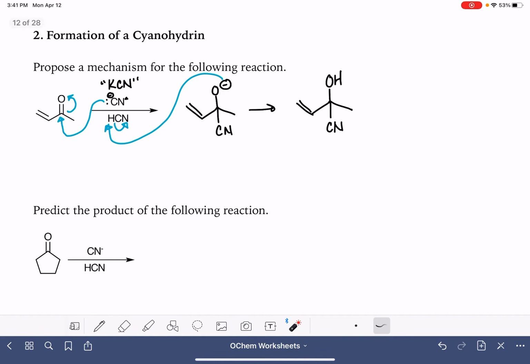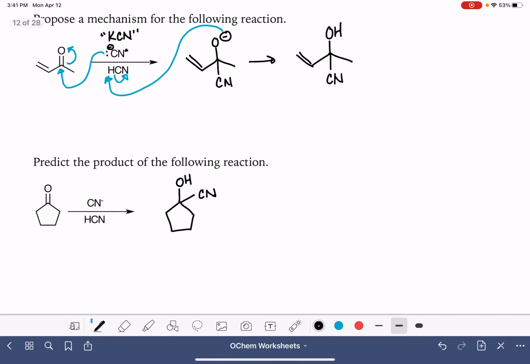Here's another example. This time we just want to predict the product of this particular reaction. So we're predicting the formula of the cyanohydrin. Our carbon-oxygen double bond is being converted to a carbon-oxygen single bond. The cyanide is being added to the carbonyl carbon, and we're putting a hydrogen on the oxygen, making the cyanohydrin.